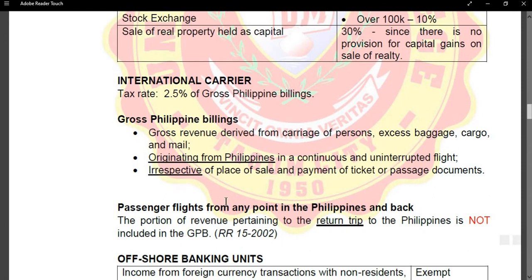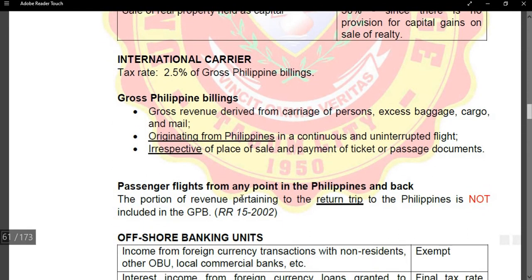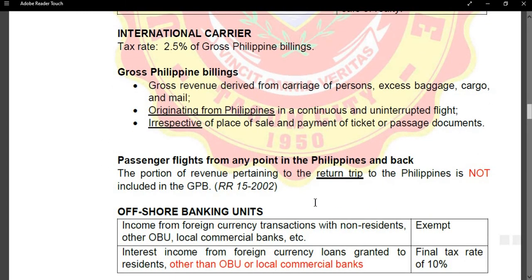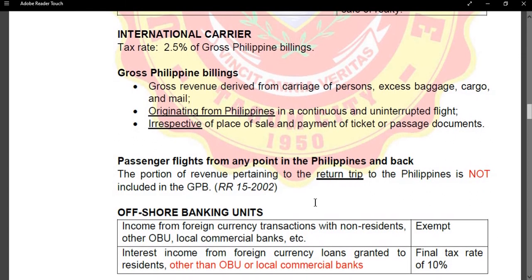So, passenger flights from any point in the Philippines and back. The portion of revenue pertaining to the return trip to the Philippines is not included in the gross Philippine billings, because only those income or sale of tickets related to flights or shipments originating from the Philippines will be subjected to 2.5% income tax. Okay, so if the passenger has a ticket returning to the Philippines, then the income from that ticket for a return trip to the Philippines will not be subjected to income tax.